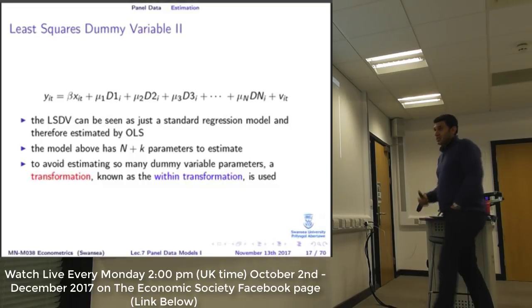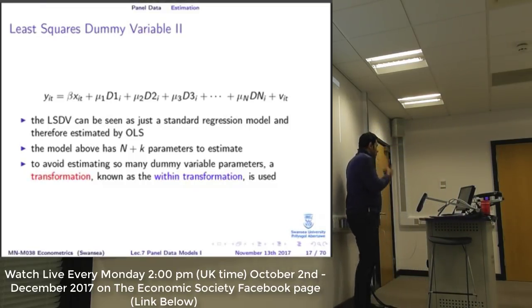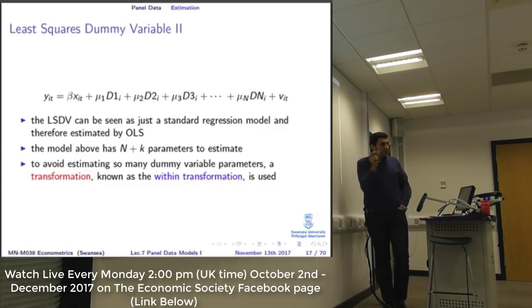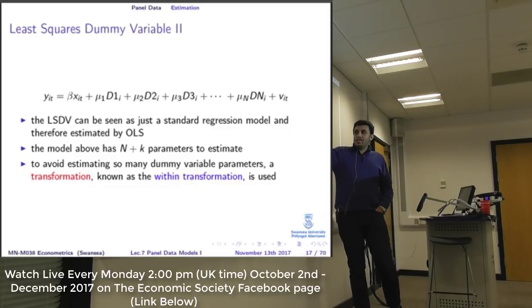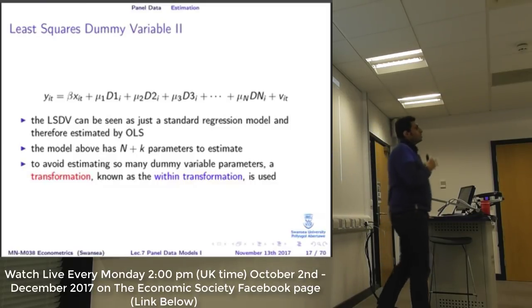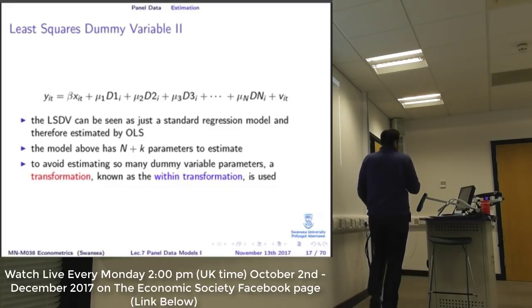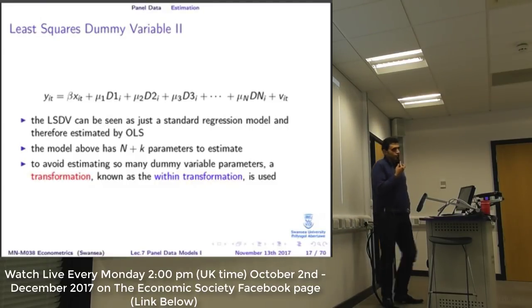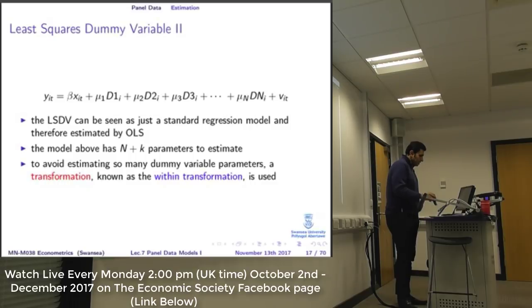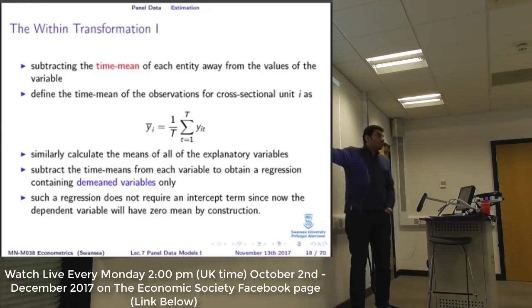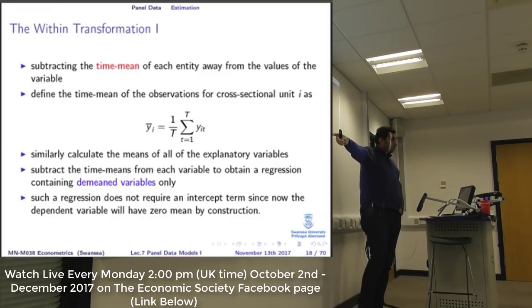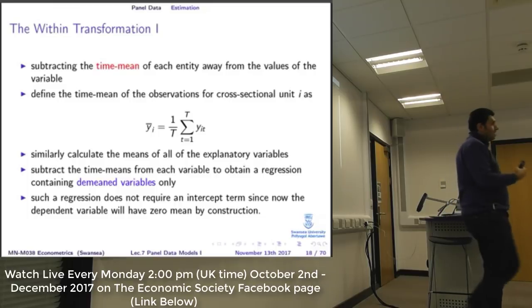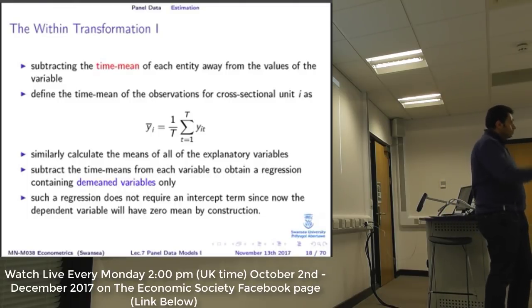Sometimes that's not really helpful if you don't have enough degrees of freedom. But the idea here, to avoid this, is that there's a way to transform the model to avoid estimating n plus k parameters, which we call the within transformation, or the within group estimator. How would we do that? This is another way to estimate the same model, the fixed effect model, but we transform that model in such a way that we don't need to estimate n plus k parameters.